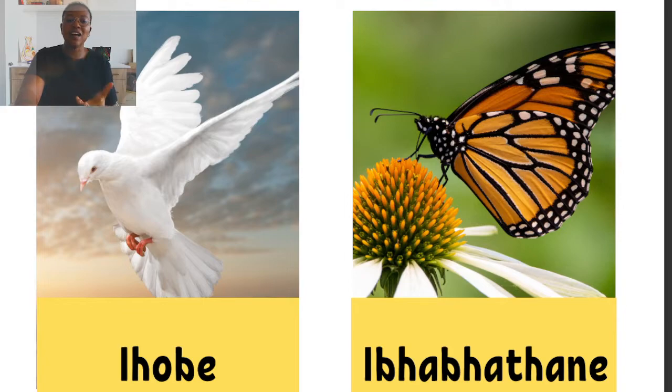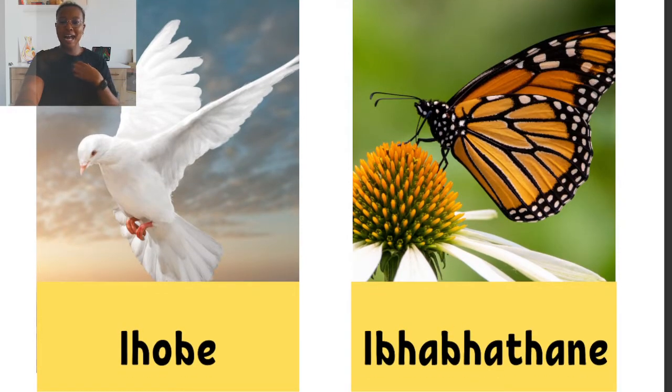And then for a dove, we say iobe. My uncle once had a bunch of these. It's a really sad story, but iobe. And for a butterfly, we say ipabatane.